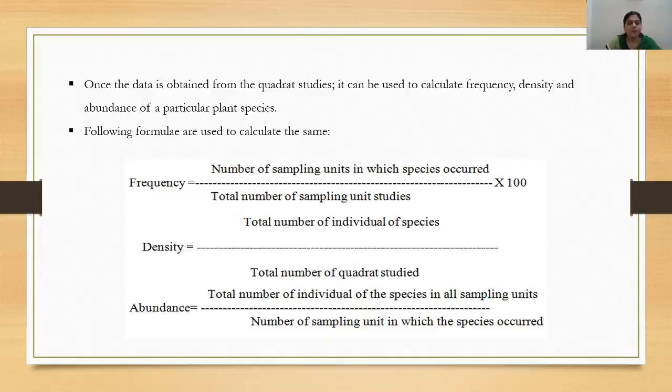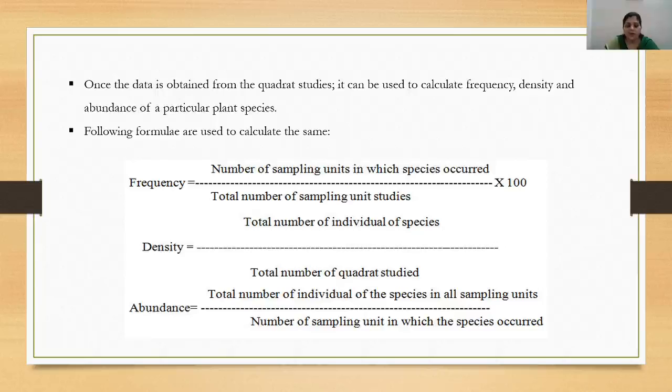Once the data is obtained from the quadrant studies, it can be used to calculate frequency, density, and abundance of a particular plant species. So, to calculate the frequency, abundance, and density, we need to collect the data by the quadrant method. Then, once the data is collected, using certain formulas, we can calculate the abundance, density, as well as the frequency.